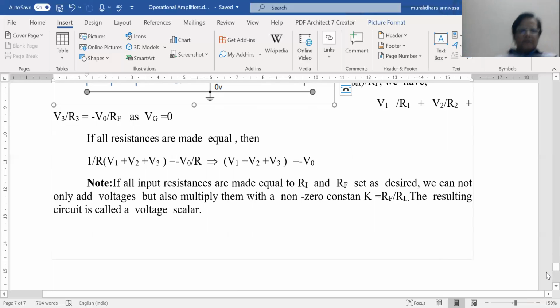Now what happens if you don't make these resistances equal? Then each current will be something different, and whatever that ratio is, that would become the sum. On the other hand, as you see, I made the input resistance as well as the output resistance equal.